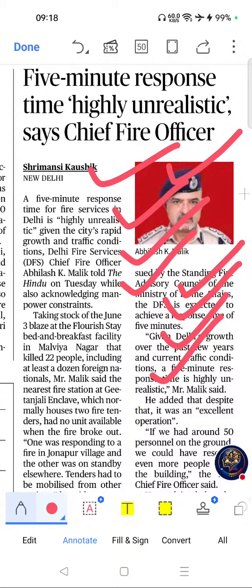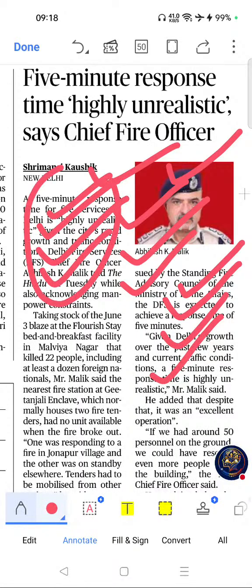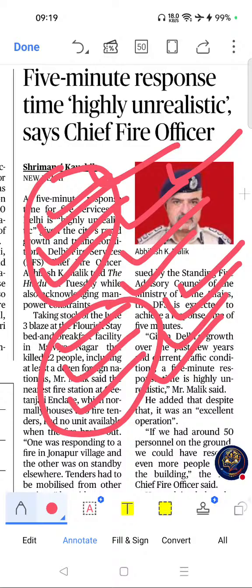Move on to key themes: fire safety, emergency response, urban disaster risk, and disaster preparedness. These are the key themes of this topic. And possible question areas of this topic are NDMA, fire safety protocols, and urban disaster management. Please go through this one. These are the possible question areas of this article.